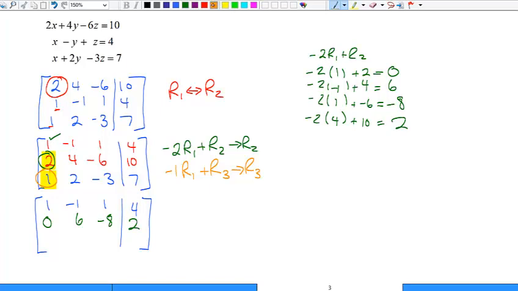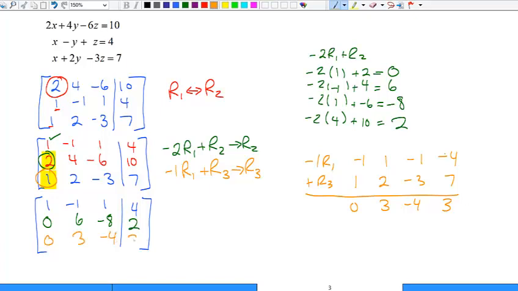In orange, I'll do it the other way. Negative 1 times row 1 plus row 3. I'm going to do this horizontal. Again, you pick the way you like and stick with it. So if I take the negative 1 times the entire row, that basically just changes everybody's sign. Add it to row 3. So I'll put row 3 below it and add down. Which gets me in my third row 0, 3, negative 4, and 3.